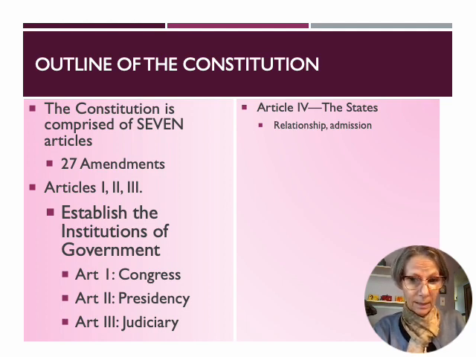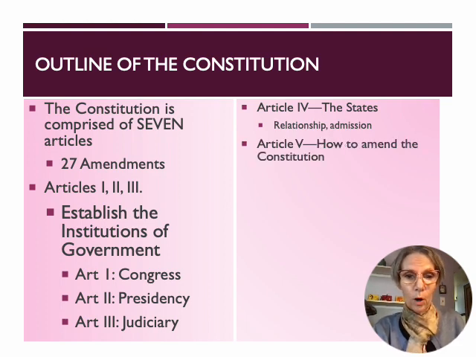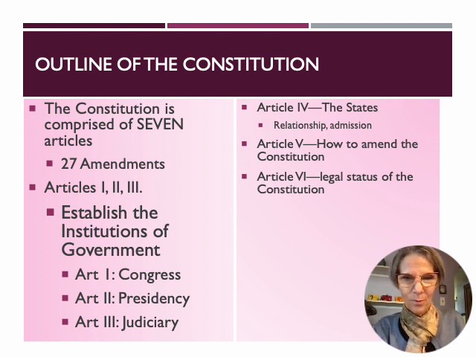It also tells us about the relationship between states, okay? That because there was sort of conflict between the states under the Articles of Confederation, we want to make sure that we understand that there is going to be some cooperation between the states, and that comes through Article 4. Article 5 tells us how to amend the Constitution. You can read more about that in the textbook.